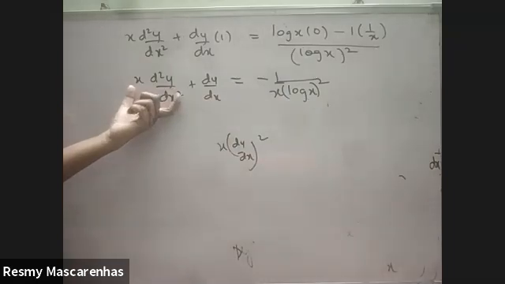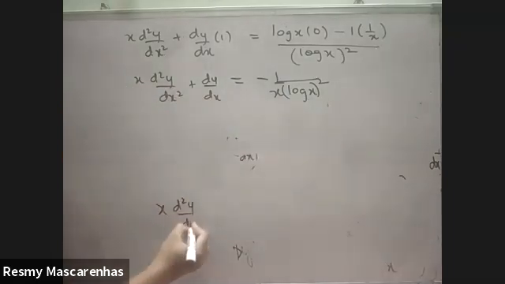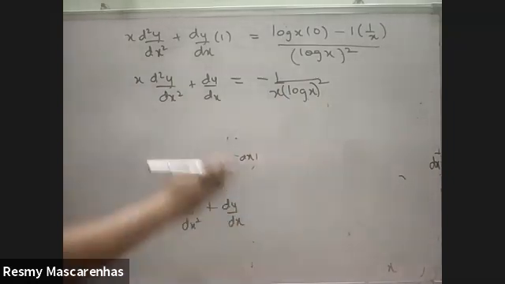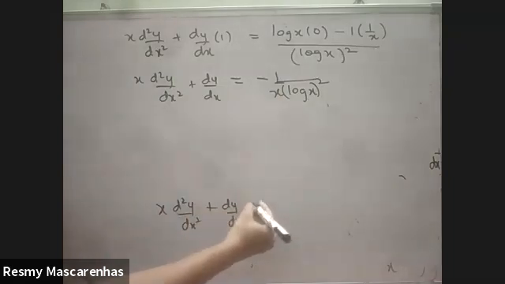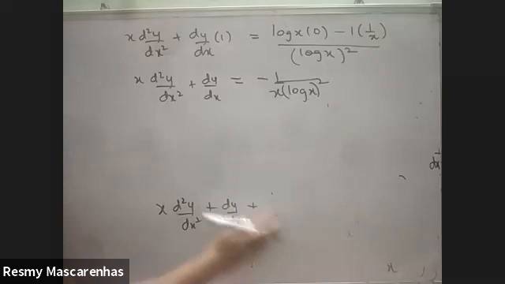If you see the answer, what has been asked to prove: x d square y upon dx square plus dy by dx. Okay, plus. Anyways, if you bring it this side, it will become plus and x dy.